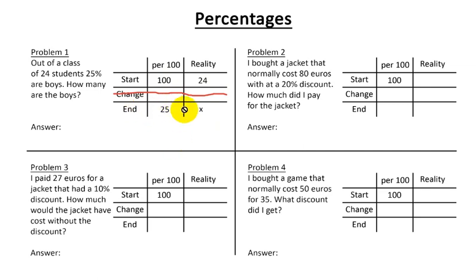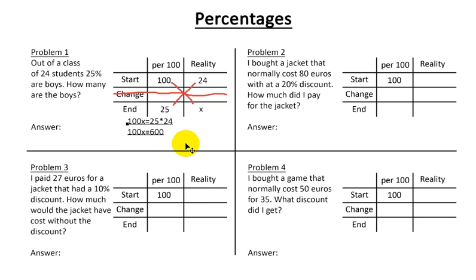Now, how I find X is I take this cross product and it needs to be equal. So 100x needs to be equal to 25 times 24. Let's solve that. 100x needs to be equal to 25 times 24, which makes 600.